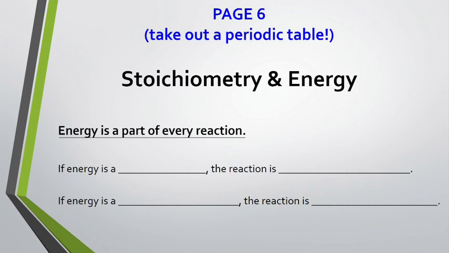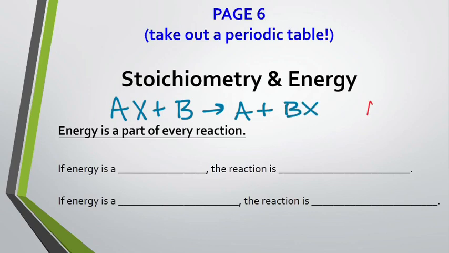And that means that we can take those energy terms, those delta H numbers, that up until now we've been kind of seeing separately from the reaction itself. If we have a reaction like this, AX plus B making A plus BX, normally we've seen that enthalpy term just written off to the side as some kind of delta H number, completely separate from that reaction.